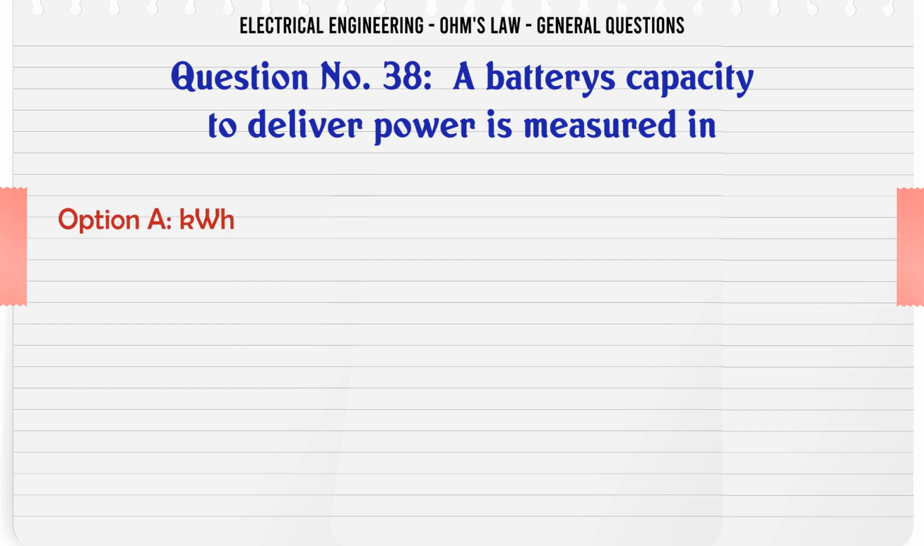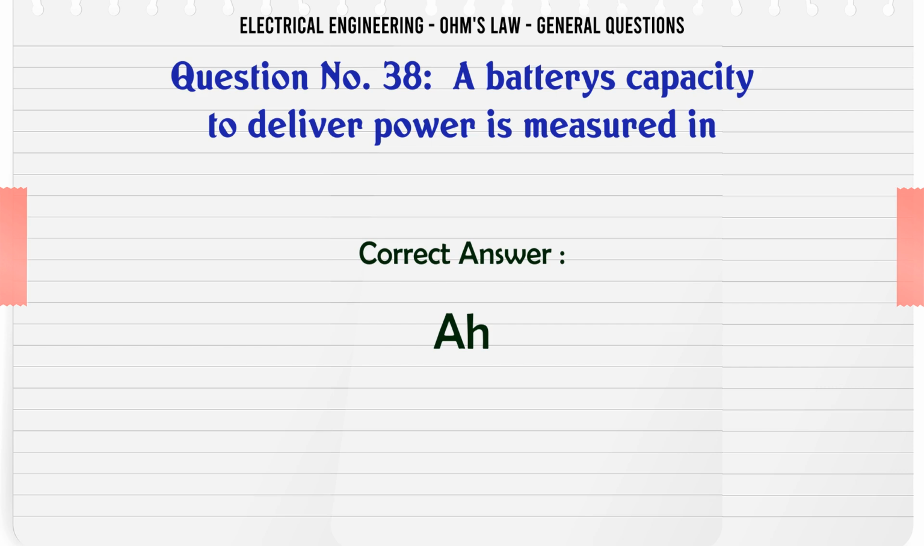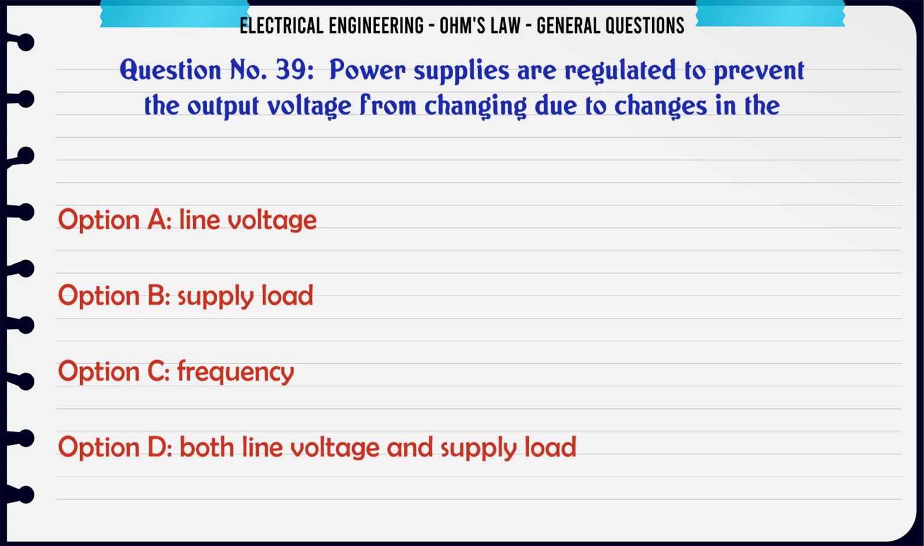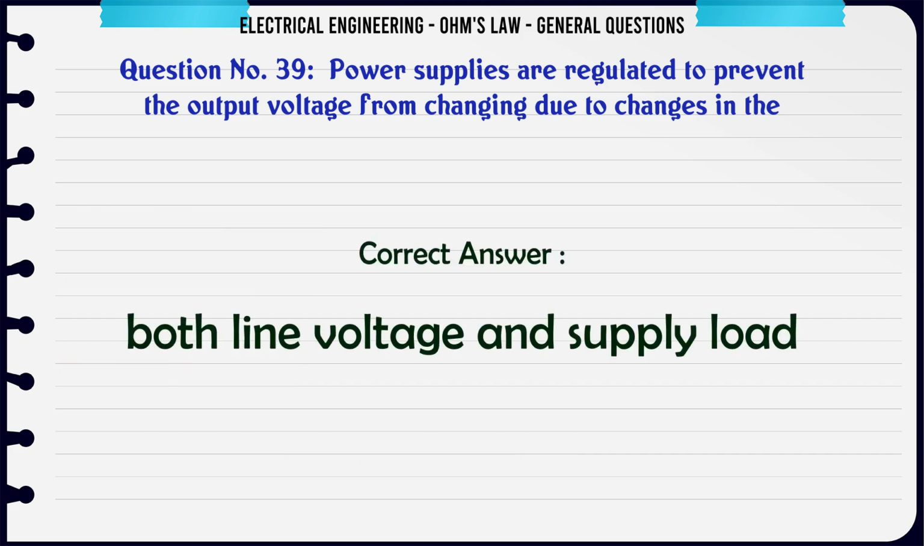A battery's capacity to deliver power is measured in A. kWh. B. Ah. C. Wh. D. VH. The correct answer is Ah. Power supplies are regulated to prevent the output voltage from changing due to changes in the A. Line voltage. B. Supply load. C. Frequency. D. Both line voltage and supply load. The correct answer is both line voltage and supply load.